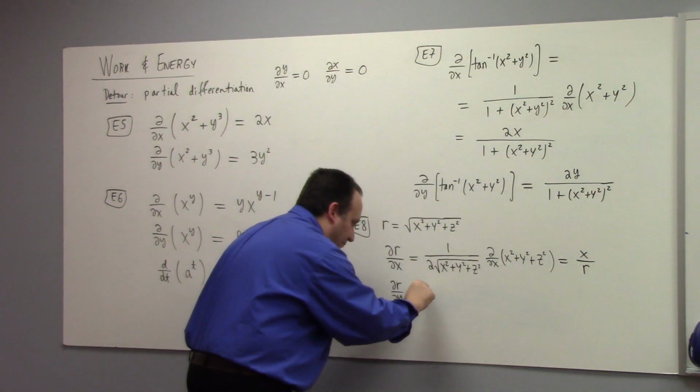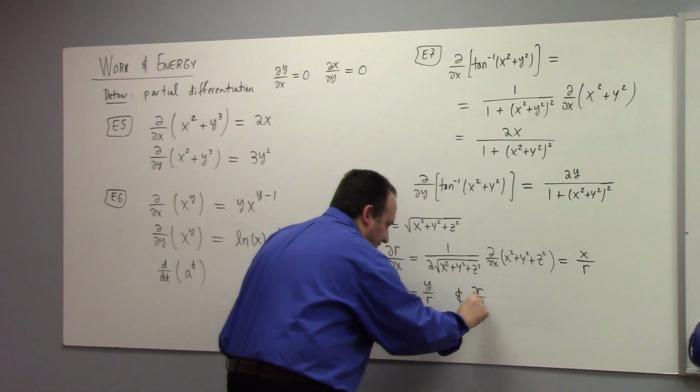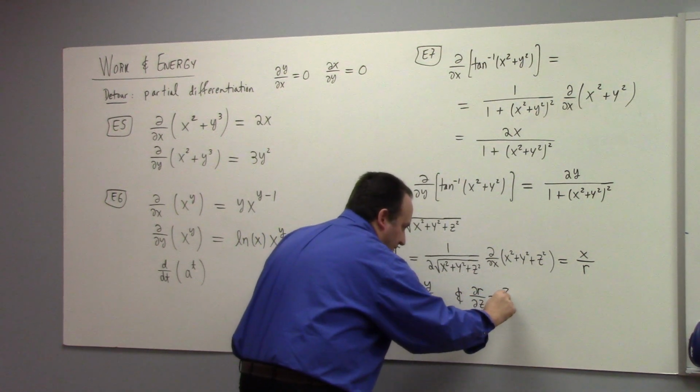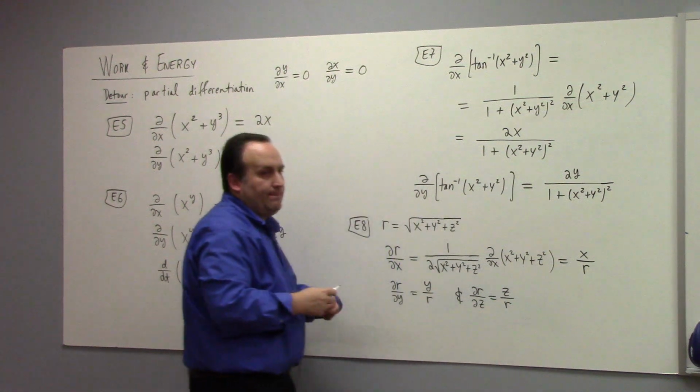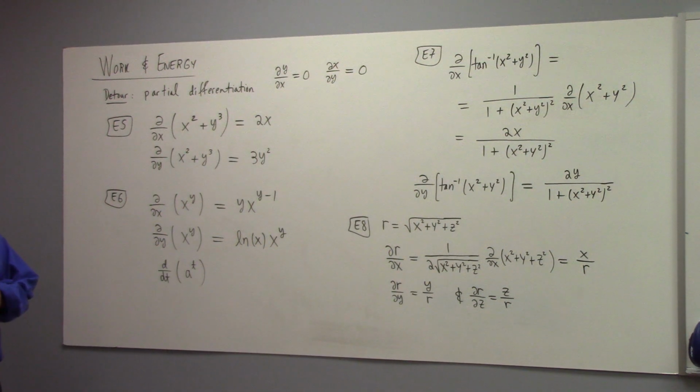Same calculation, but y over r, right? And partial r partial z would likewise be z over r. Okay. So I have additional examples in the notes for you to look at, but this is basically it. If you can differentiate, you can partial differentiate. Nothing to be scared of. You just differentiate and assume that the other variables are constant.